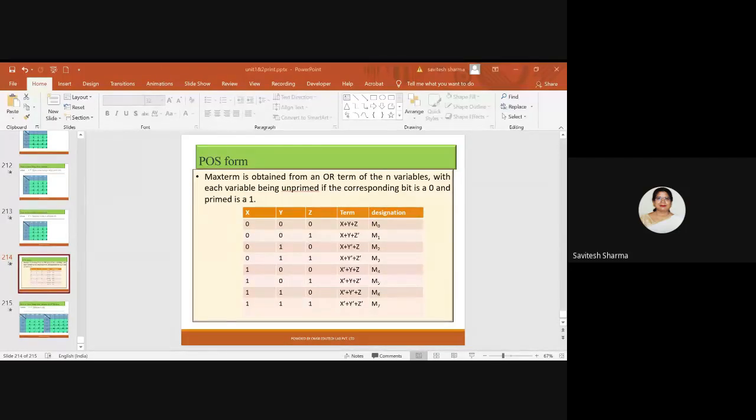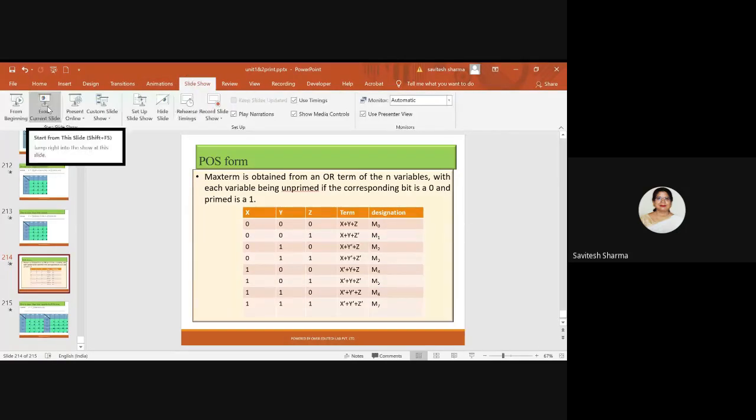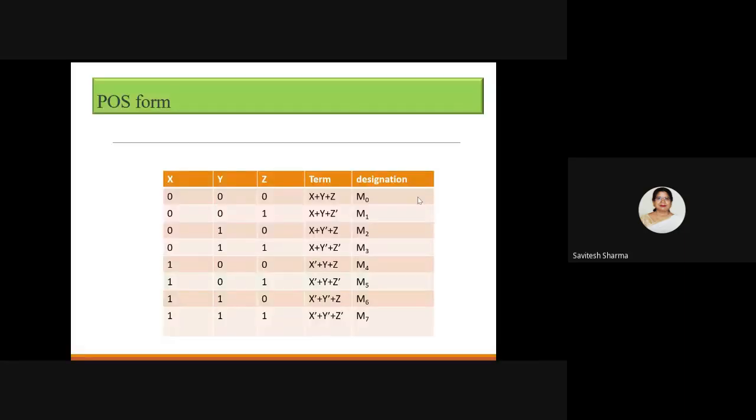POS form everyone knows, product of sums. So let me tell you what is product of sums. You see on my screen, I'm showing you the product of sums truth table. Here I'm showing you three variables, and I'm telling you how to write the max term.